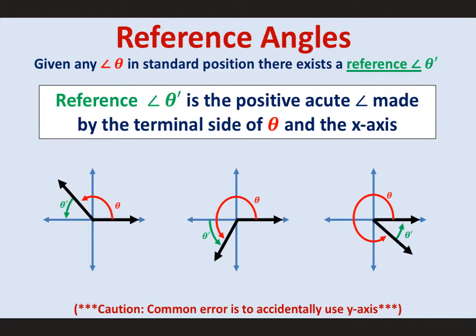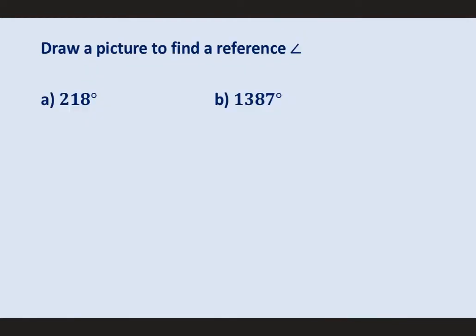All right, so in quadrant 2, we go down right there. Quadrant 3, it's this angle back up to the x-axis, and quadrant 4, back up to the x-axis as well. Just be very careful that a very common mistake is to go to the y-axis. We don't ever go to the y-axis with reference angles. It's always the distance to the x-axis. So here's a couple problems.